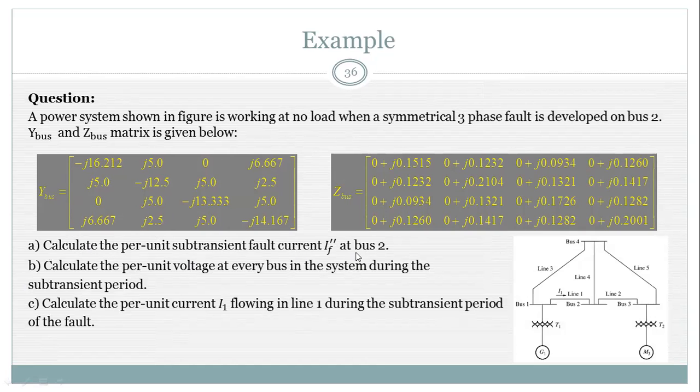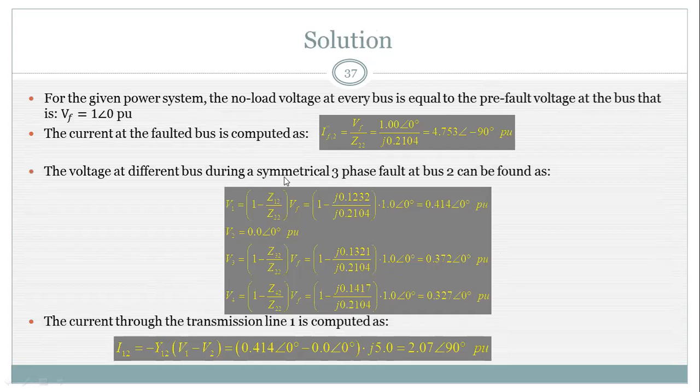So the per unit subtransient fault current I can calculate. For a given power system, we know the fault voltage is 1 angle 0 degree per unit, because nothing is mentioned in the question about the rating of the machine or the fault voltage. If nothing is mentioned, we can assume the fault voltage and pre-fault voltage at the machine base value are 1 angle 0 degree per unit.